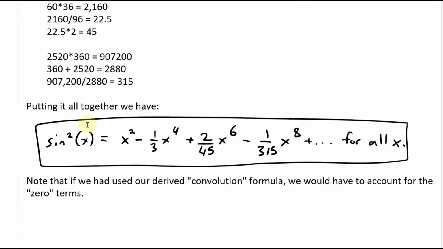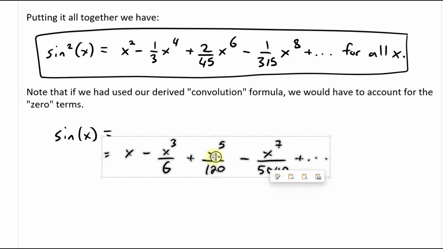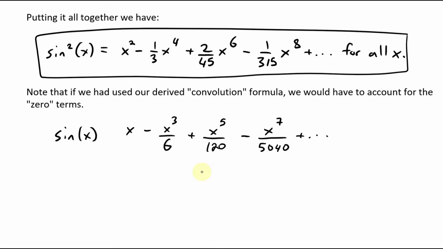So sine of x. Let me type that a bit better. It's not working. Okay, there you go, it's working now. So sine of x, I'm just going to copy and paste that other side there, and this is going to be equal to this. We need to account for the zeros, the zero terms.